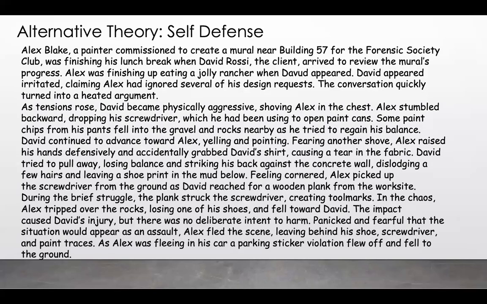So secondary, our alternative theory was self-defense. So Alex Blake, a painter commissioned to create a mural near Building 57 for the Forensic Science Club, was finishing his lunch break when David Rosie, the client, arrived to review the mural's progress. Alex was finishing up eating a Jolly Rancher when David appeared.